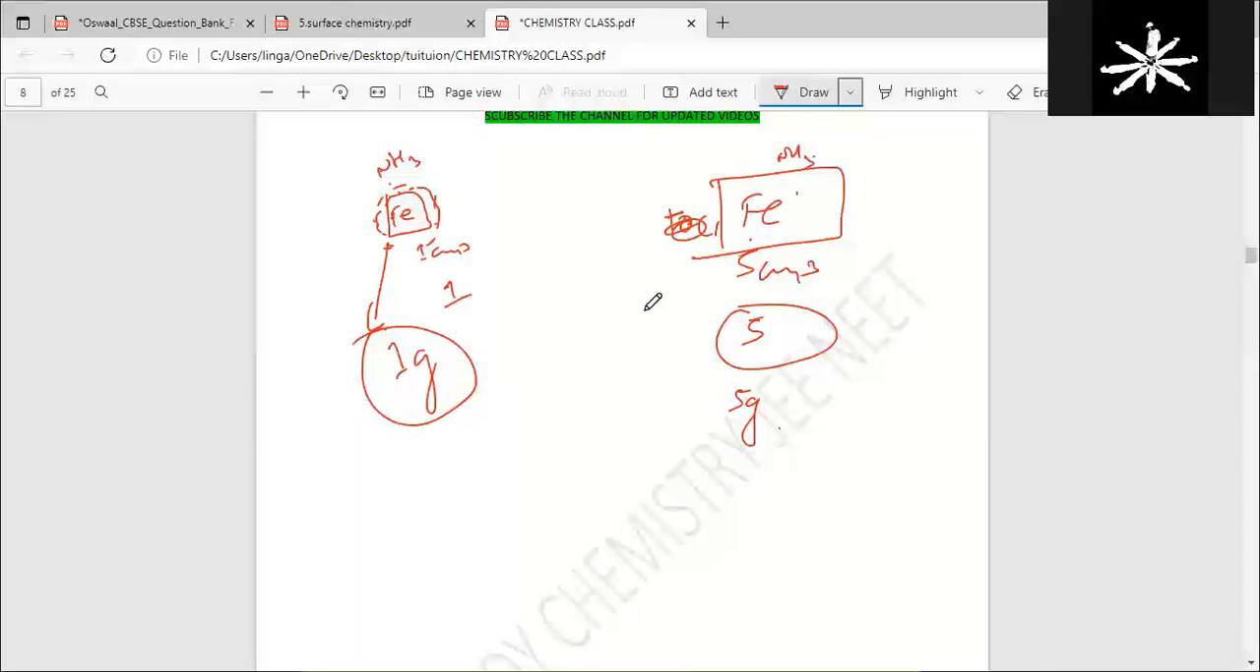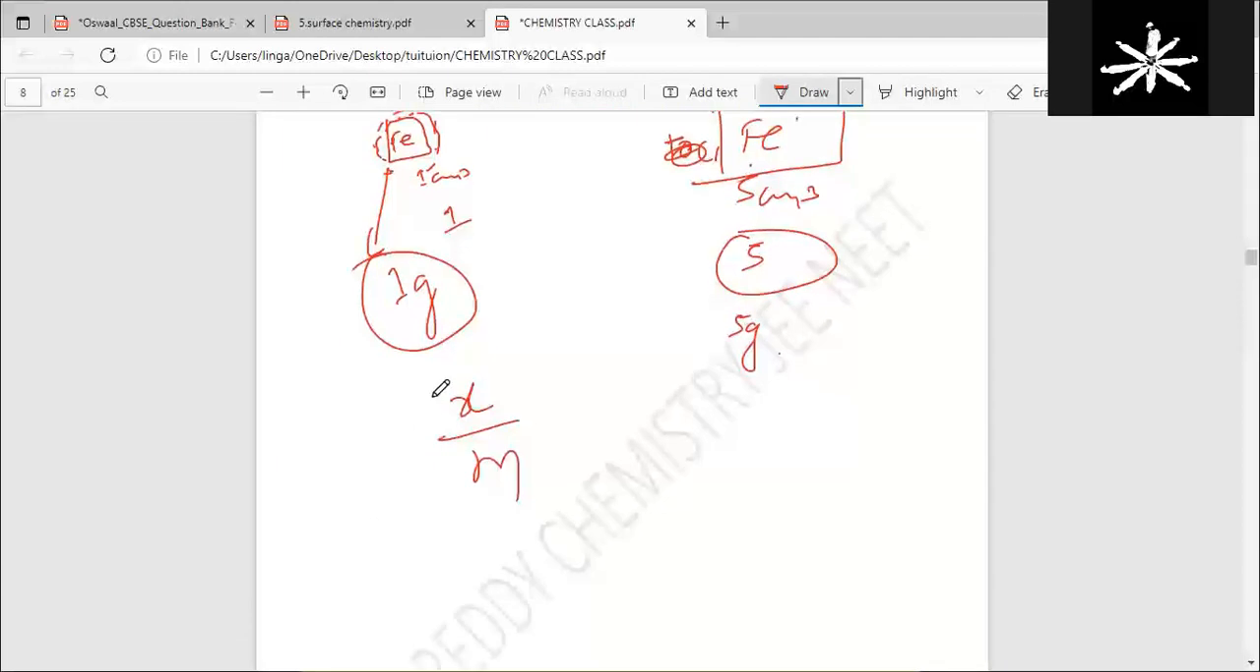But if I ask how much iron adsorbs, then we have to take a specific value. Otherwise, if you take more and I take less, which is the correct answer? So in that case, we take x by m. If you take x by m, the ratio will be the same. How can you check it? m means adsorbent mass, and x means adsorbate mass, the gas. Apply the same formula in these two cases.